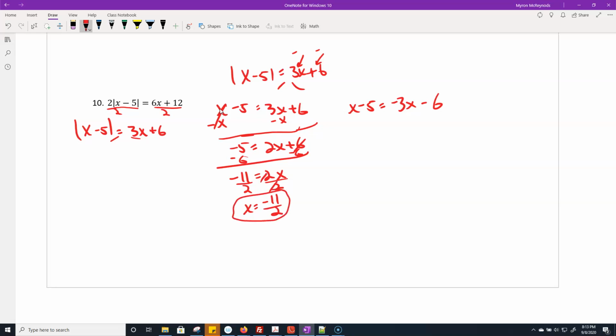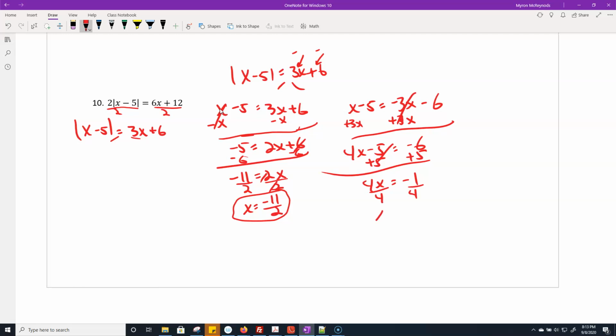Then I'm going to solve this side by adding 3x to both sides to move this x over. So I get 4x minus 5 equals negative 6. And then I'm going to add the 5 over to the other side. That'll cancel. I get 4x equals negative 1. Then I'm going to divide by 4 on both sides, and I get x is equal to negative 1 over 4.